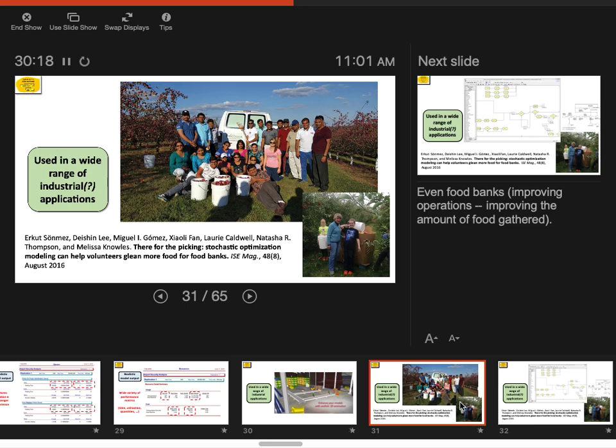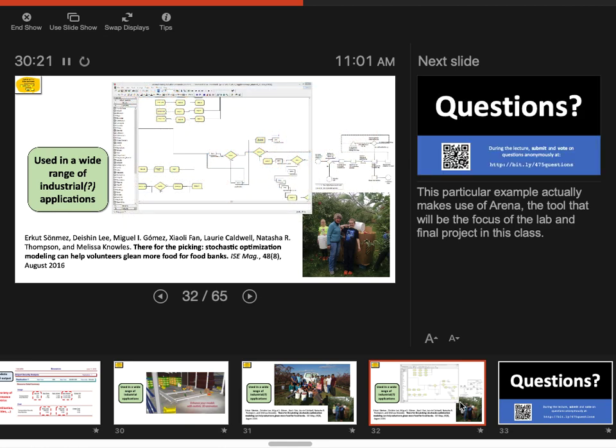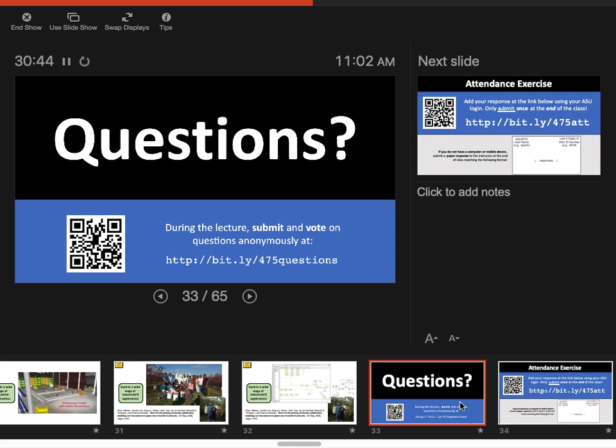And so they used Arena to adjust, so here's the Arena model, how they managed their volunteers in the way in which they went out to these farmers who had these extra apples to pick. And so they wanted to maximize the yield from this, and they optimized their operations through a simulation model and greatly increased the number of apples that they were able to gather for this food bank. And so that's an example of the other sorts of things that you can do in Arena. So it's very widely applicable, and it's relatively powerful and not that complicated to use once you learn a little bit of math and a little bit of stats.